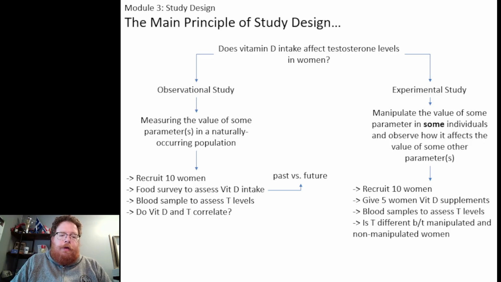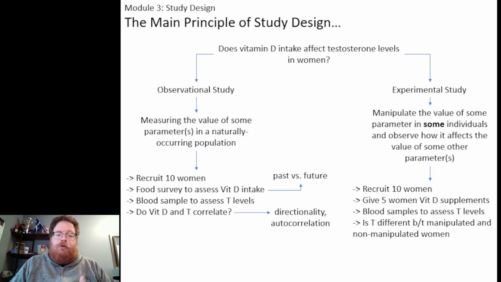Another thing we have to think about here, of course, with observational studies in particular, is that even if we can accurately measure vitamin D intake and accurately measure testosterone levels in the blood, we then correlate these two things to see if there is any kind of correlation between them. But there are, of course, two ambiguities that arise just in correlation in general.